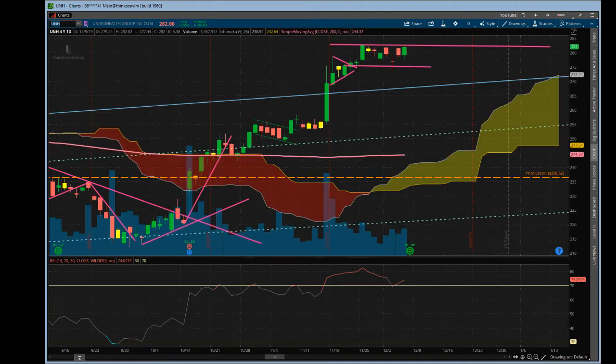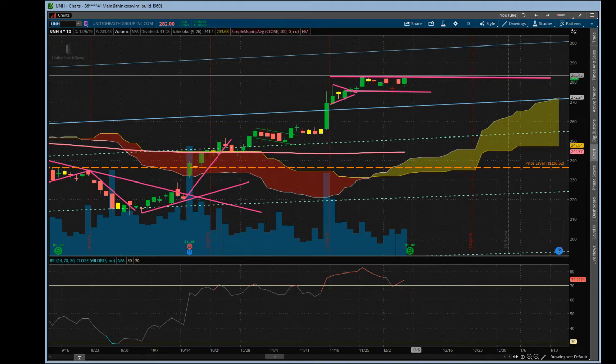And then UNH is also just consolidating up in this range here, sort of this horizontal channel right now. So see if we can close above these levels with some increasing volume, might start to get interesting. So good stuff. Yeah, thanks for the awesome charts.